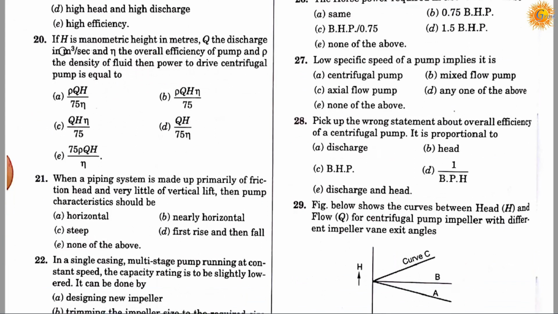Question number 20. If capital H is manometer height in meters, capital Q the discharge in meter cube per second, eta the overall efficiency of the pump, and rho the density of the fluid, then power to drive a centrifugal pump is equal to option A, rho QH divided by 75 eta, option B, rho QH eta divided by 75, option C, QH eta divided by 75, option D, QH divided by 75 eta, option E, 75 rho QH divided by eta. The correct answer is A, rho QH divided by 75 eta.